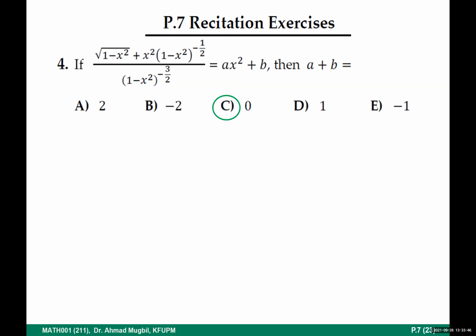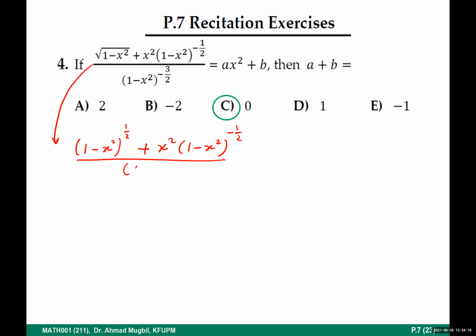Let's see together. So what we will do, ya Shabab, we will start with the left-hand side. And I told you as a hint, write this as a rational exponent. This is 1 minus x squared all to the power half plus, is it negative half, this one? This is already there. It is x squared multiplied by 1 minus x squared to the power minus a half. Notice that you have the same base, 1 minus x squared, also in the denominator.